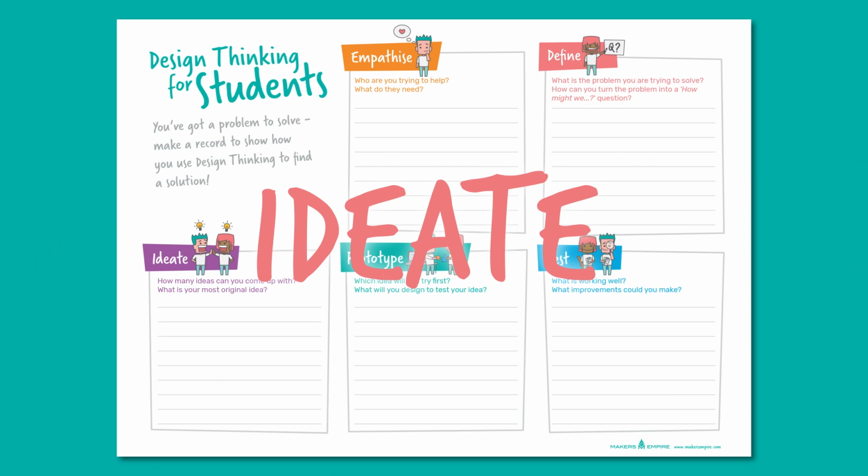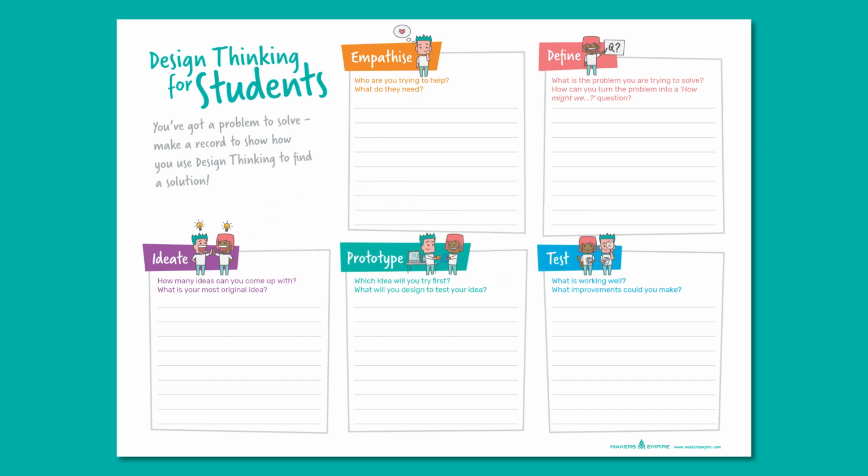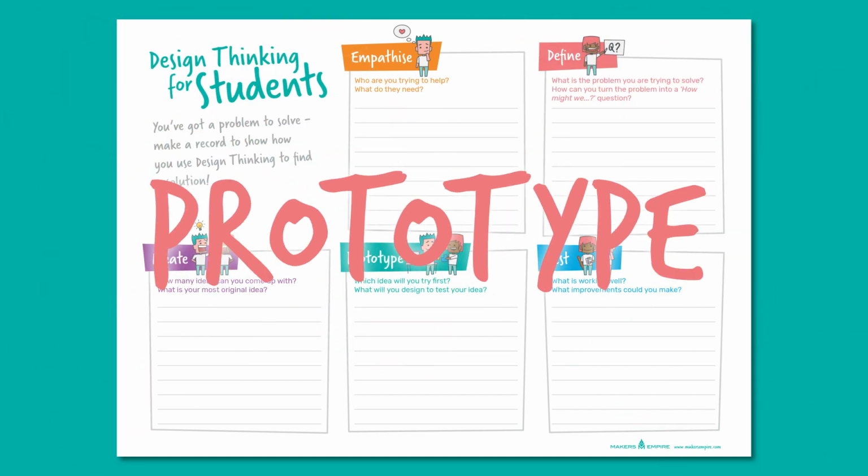Ideate. Do some research about how similar problems are being solved in other places. Brainstorm possible ideas for solutions that could be designed in Maker's Empire. Sketch some ideas down to begin with. Prototype. Use Maker's Empire to make a model of your best idea. Prototypes are models of ideas that can be tested to make sure we're on the right track.